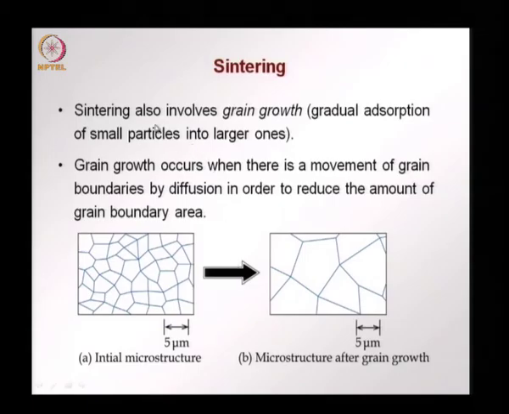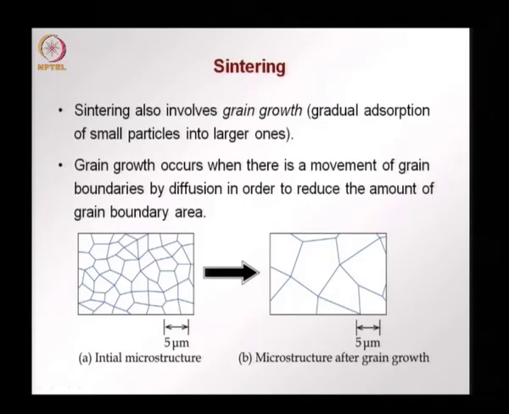We also see that sintering will involve grain growth. So, the microstructure changes in sintering. This is because there is a gradual absorption of small particles into larger ones, and this fills up the grain boundaries. The surface defect is now removed and we have a continuous solid. So, grain growth occurs when there is a movement of grain boundaries by diffusion.